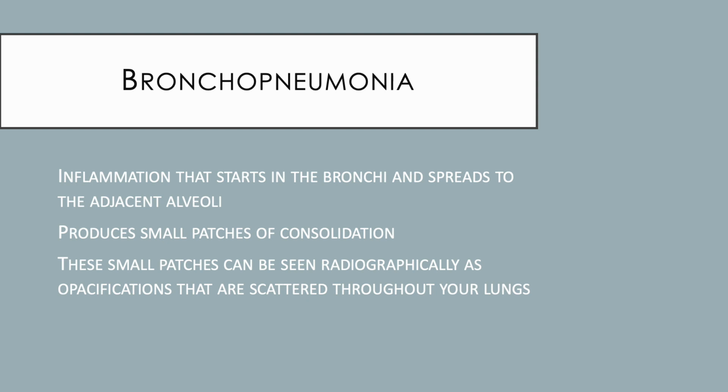Bronchopneumonia is inflammation that starts in the bronchi and then spreads to the adjacent alveoli. Since alveolar spread of the infection in the peripheral air spaces is minimal, inflammation usually produces a small patch of consolidation. Bronchial inflammation usually causes air obstruction, which then leads to atelectasis with loss of lung volume. The small patches of consolidation may be seen radiographically as opacification that is scattered throughout your lungs.